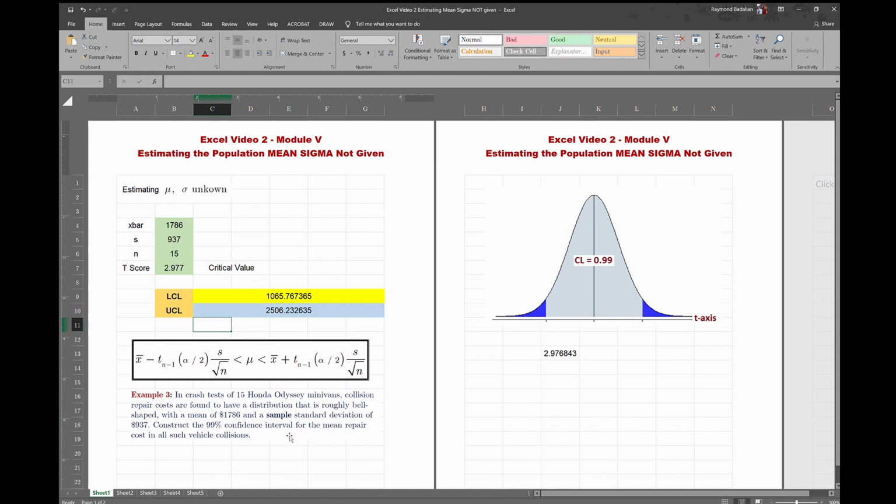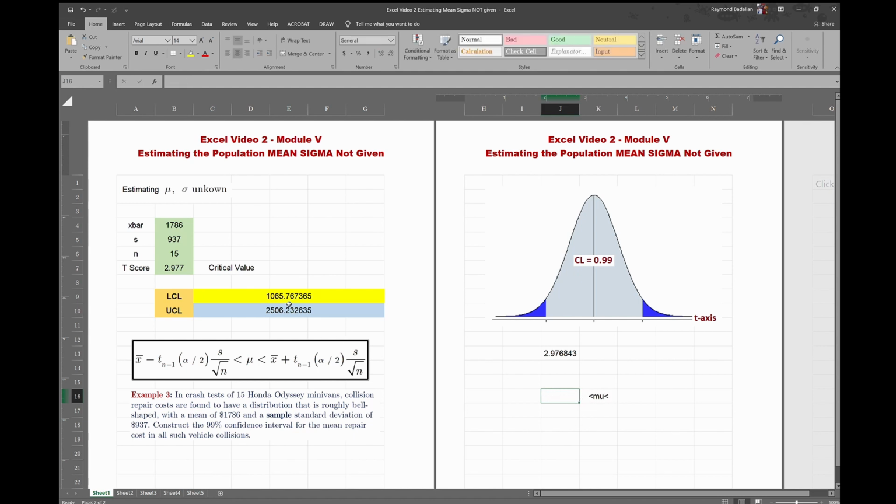Therefore, I may not know the exact repair cost for a Honda Odyssey minivan, but I am 99% confident that it's somewhere between $1,000 and $2,500. That's approximately how much it costs to repair a Honda Odyssey minivan. The way you would write it, forgetting about the symbols, is mu is greater than the lower limit and less than the upper limit. I'm just trying to do it in Excel; you'll write this with the actual mu with your pen.